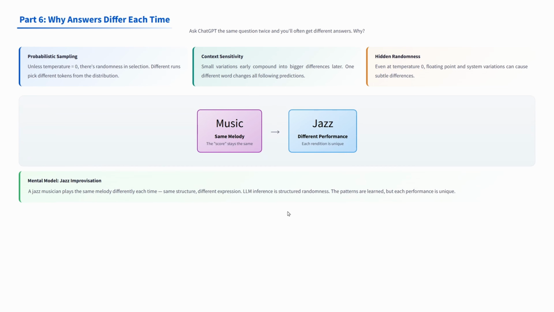Here's a mental model to think about this. A jazz musician plays the same melody differently each time. Same structure, different expression. LLM inference is structured randomness. The learned patterns provide the structure, but each performance is unique. That's not a bug, it's a feature. It makes the model feel more natural and less robotic.